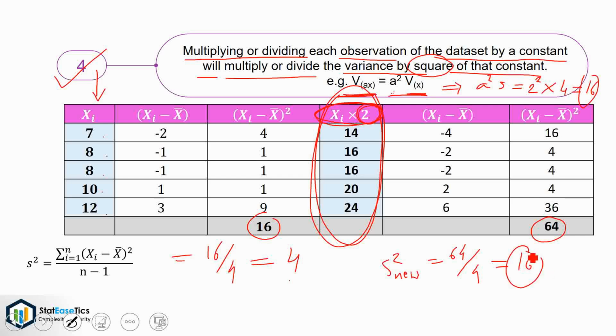You can check the same by dividing each observation of the data set and see the results. So from this we can say that variance is dependent on scale, that is, multiplying or dividing each observation would affect the variance.